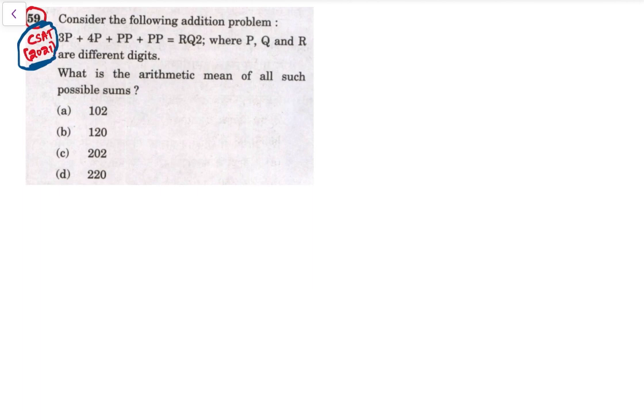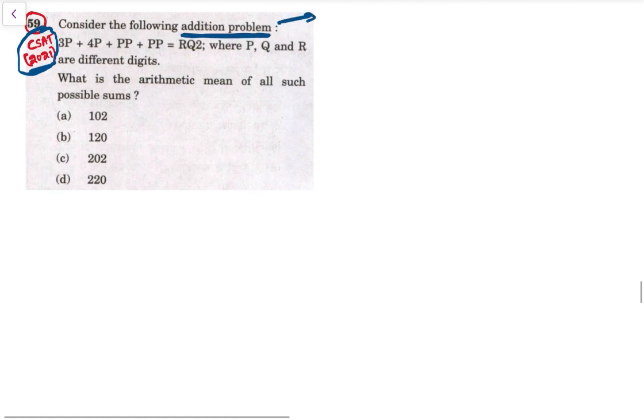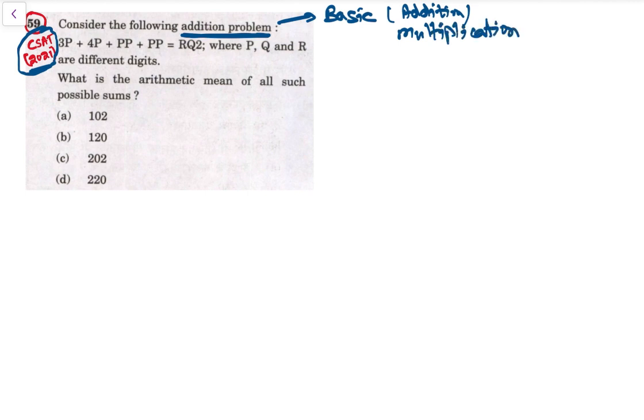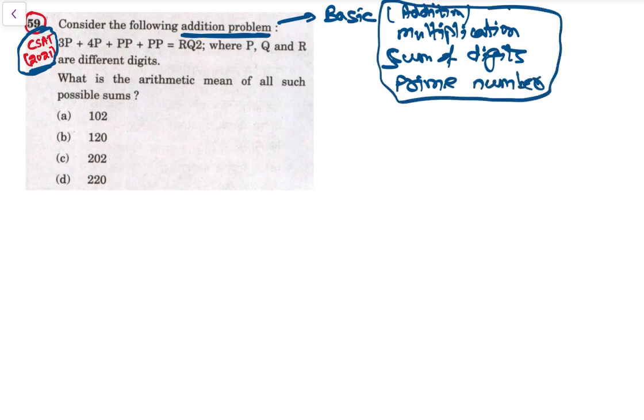So consider the following addition problem. Addition, see, CSAT is more focusing on basic things like addition and multiplication, then sum of digits, then classification of numbers like what is a prime number, composite number, etc. A lot of questions are coming on these basics: addition of numbers, sum of digits, etc. So we need to focus on these topics.